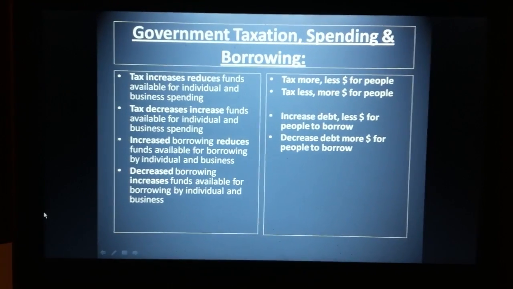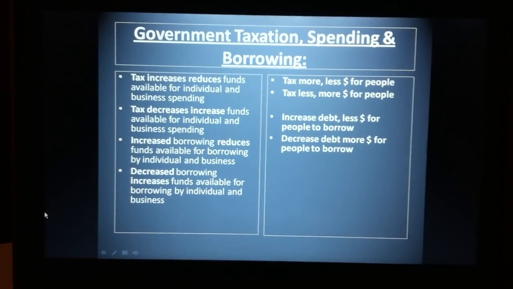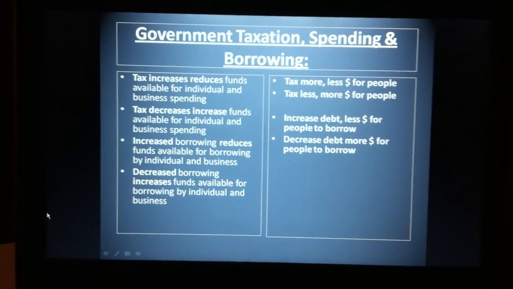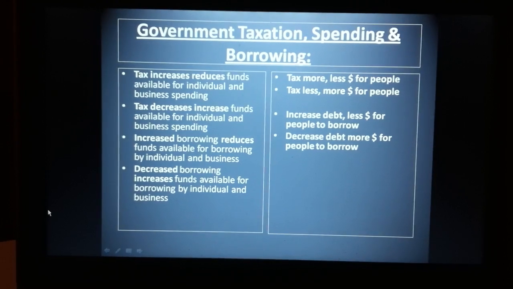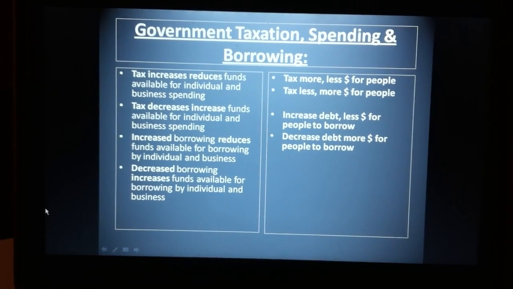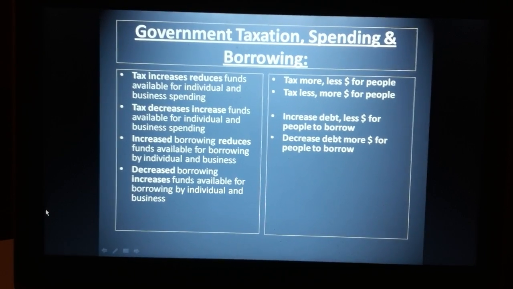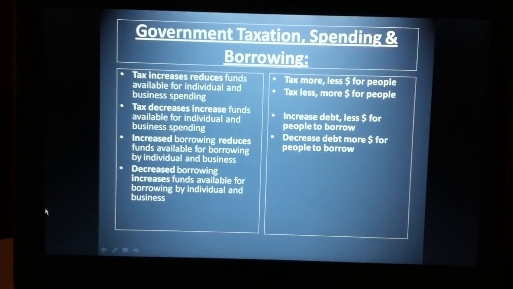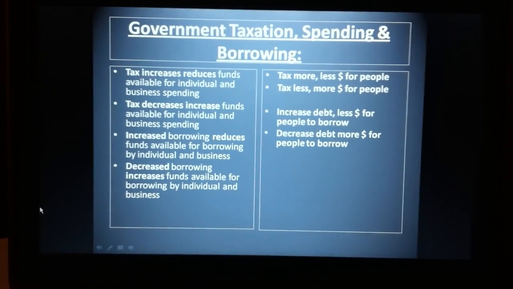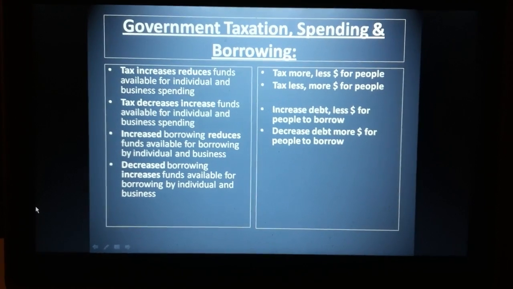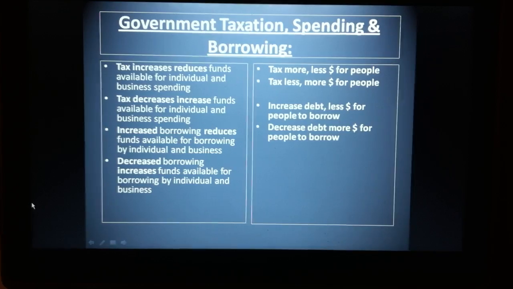Government taxation, spending, and borrowing. Tax increases reduce funds available for individual and business spending. Tax decreases increase funds available for individual and business spending. Increased borrowing reduces funds available for borrowing by individuals and business, and decreased borrowing increases funds available for borrowing by individuals and business. So what's this mean? Well, tax more, less money for people. Tax less, more money for people. Increase debt, less money for people to borrow. Decrease debt, more money for people to borrow.